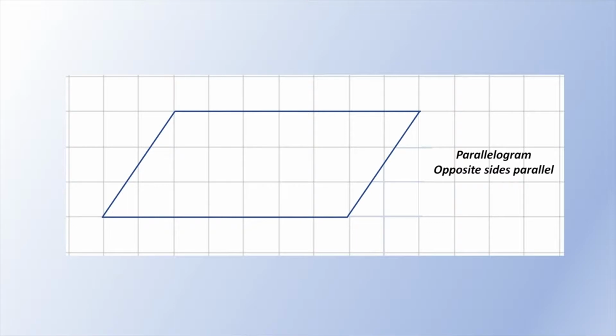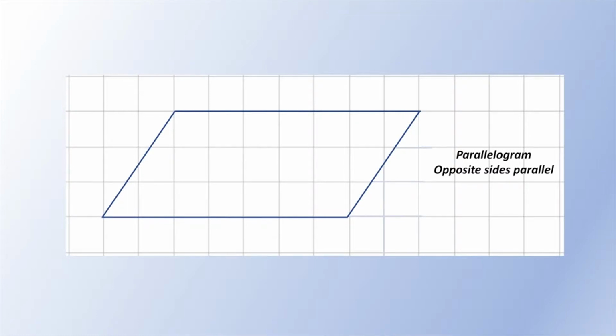So let's take a look again at this shape, which is called a parallelogram. A little background on this shape. A parallelogram is a quadrilateral whose opposite sides are parallel. Parallel sides are sides which, if extended indefinitely, would never meet.